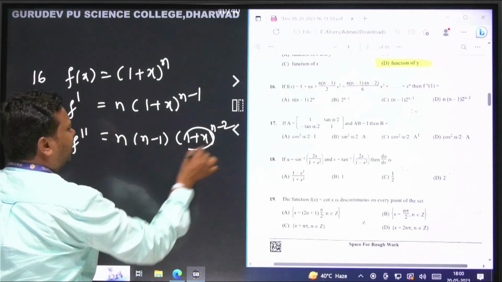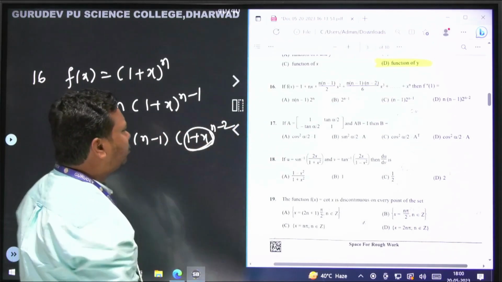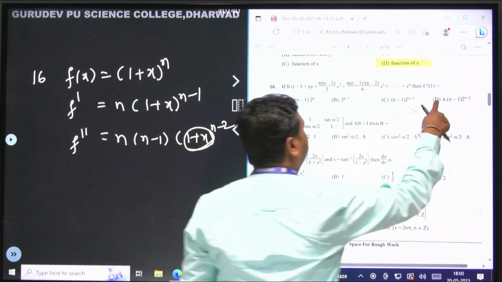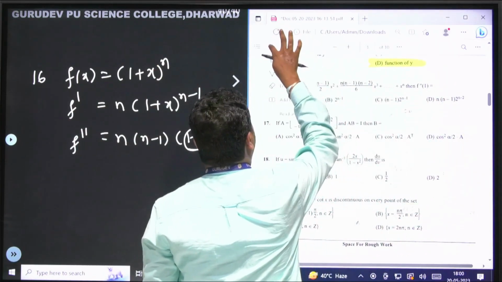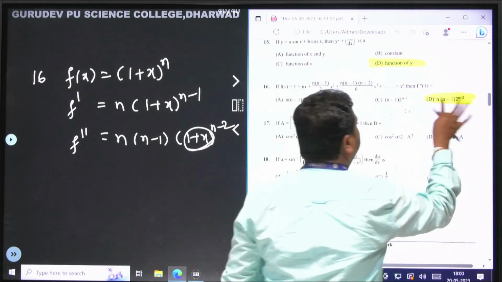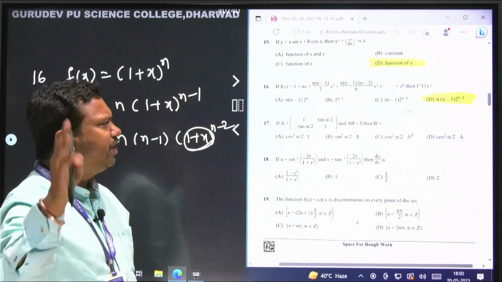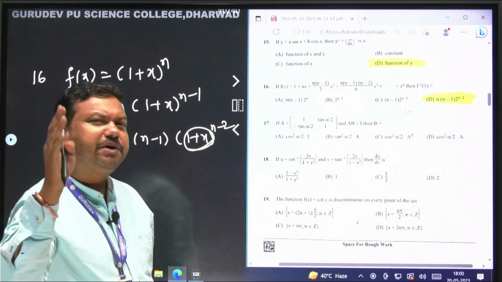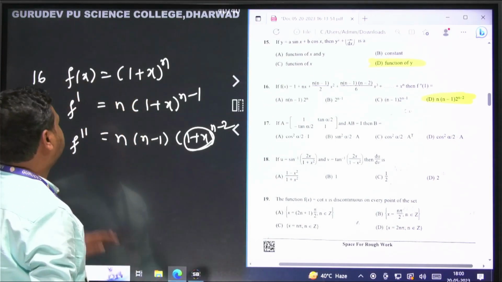Therefore, if we put x equal to 1, it becomes n into n minus 1 into 2 to the power n minus 2. Therefore, what should be your right choice? Your right choice in this case is option D. Option D was the right answer. n into n minus 1 into 2 to the power n minus 2 was the right answer.